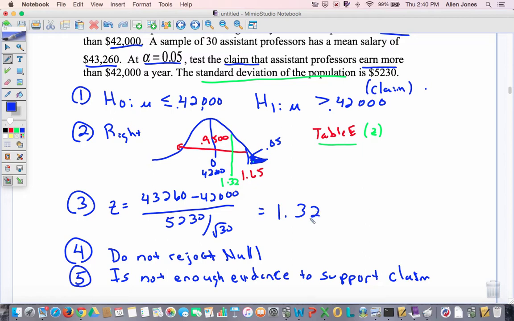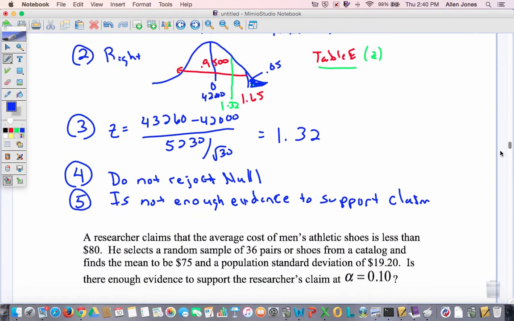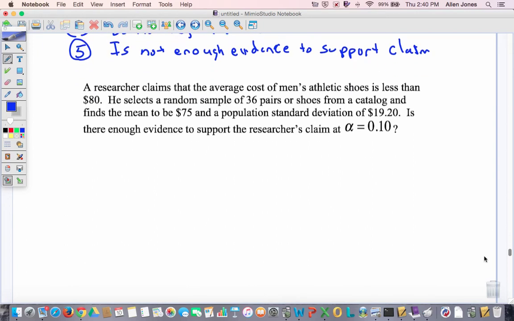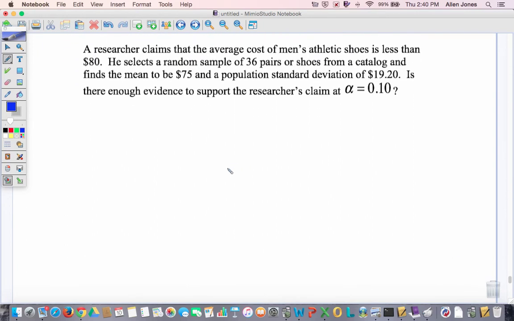Okay, so there's our entire 5-step process right there. Step number 1, write our 2 hypotheses. Step number 2, find our critical values from the table. Step number 3, find our test score. Step number 4, either reject or don't reject the null. And number 5, support or not support the claim with our evidence. We'll go ahead and go through that a second time here.